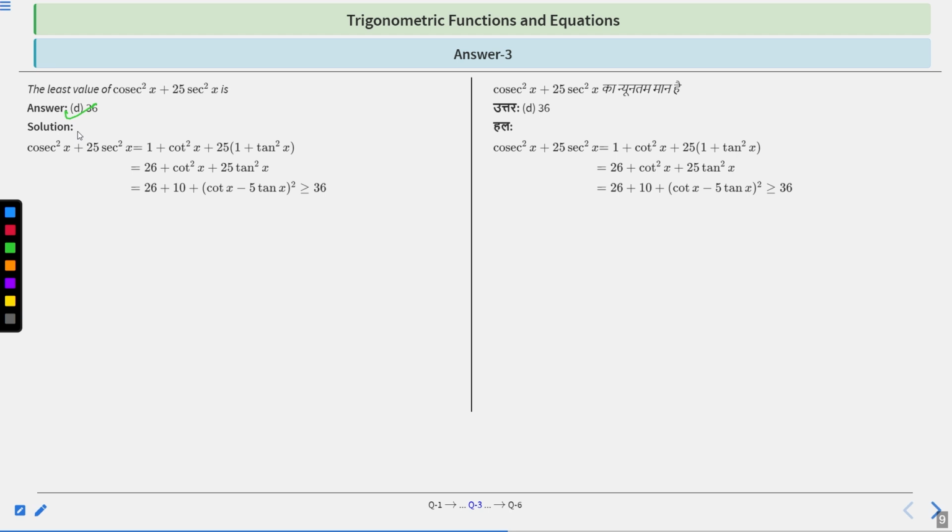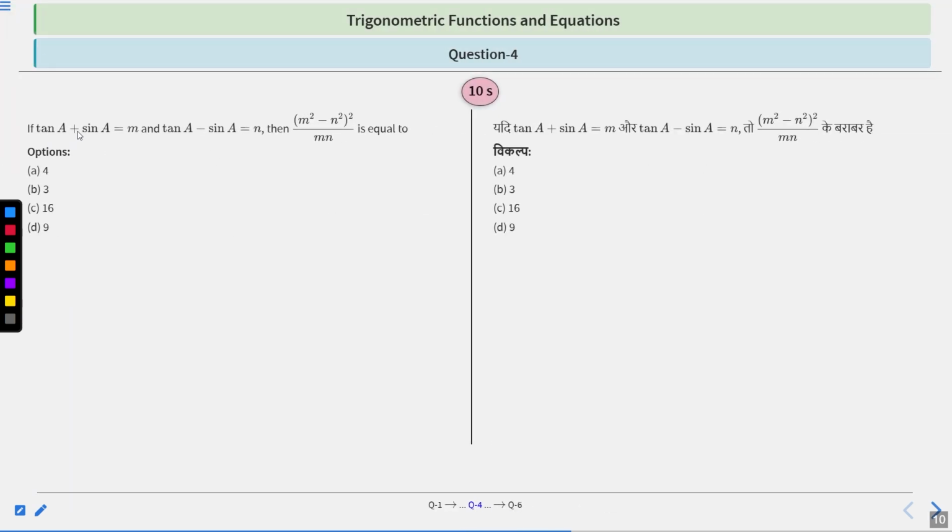Okay, let's move to the next question. Question number 4, which says, if tan A plus sin A is equal to m and tan A minus sin A is equal to n, then m square minus n square whole square upon mn is equal to.